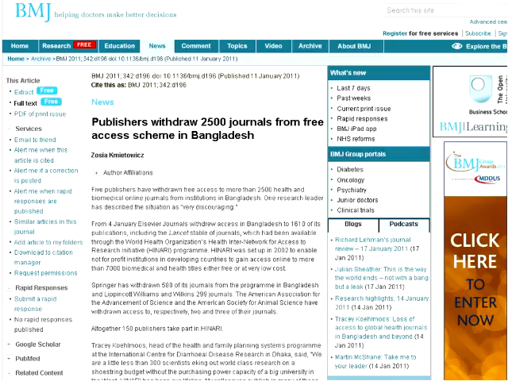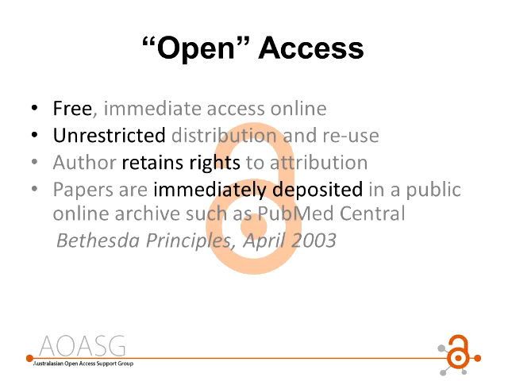Another example where the difference between free and open access is very obvious is that if you subscribe to a journal to which you have free access, but you don't have open access to the archives, you may not be able to access the archives if you then stop subscribing, and that's a very substantial issue for many academic institutions.